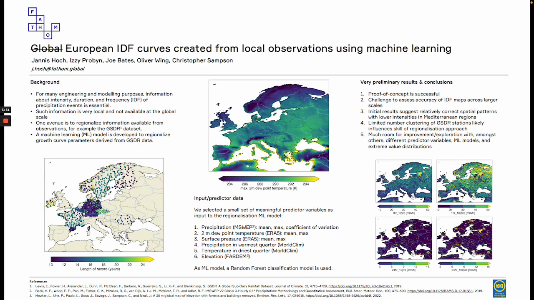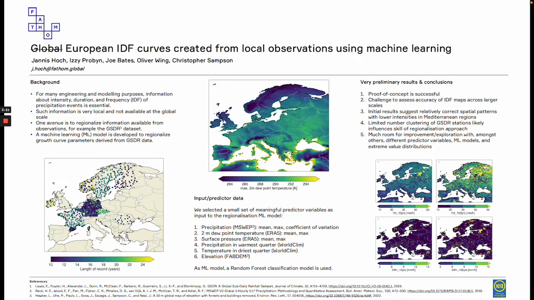More specifically, we use hourly rainfall measurements gathered in the Global Sub-daily Rainfall (GSDR) dataset and derive a set of parameters of a generalized extreme value (GEV) distribution per station. These sets of parameters will be later used as target data for the machine learning classification model. As predictor data, a range of hydrometeorological variables is used, such as precipitation, dew point temperature, and surface pressure. Additionally, elevation from our in-house Fathom dataset is used.